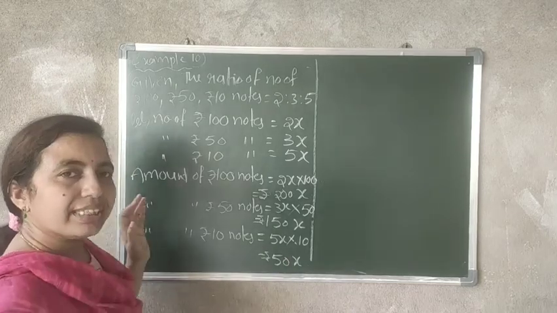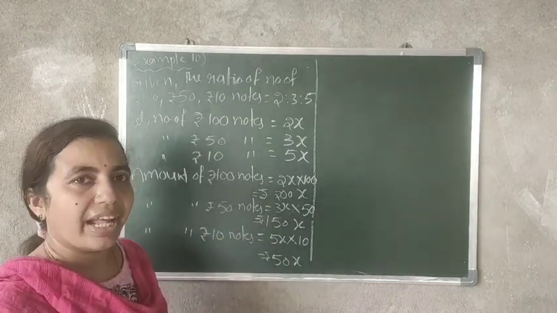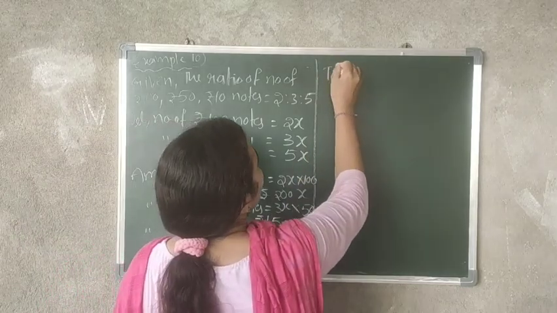So these are all the amounts. But here, what is given? The total amount with the cashier is given as 4 lakhs. Total amount.